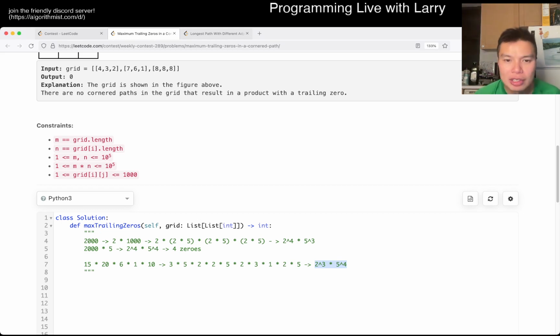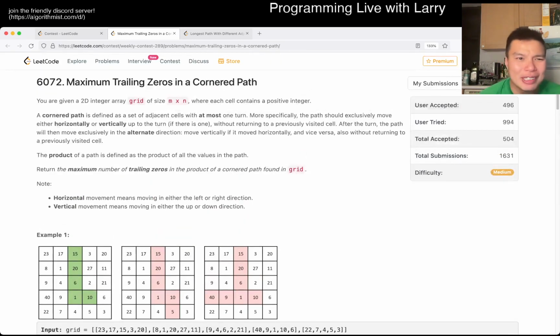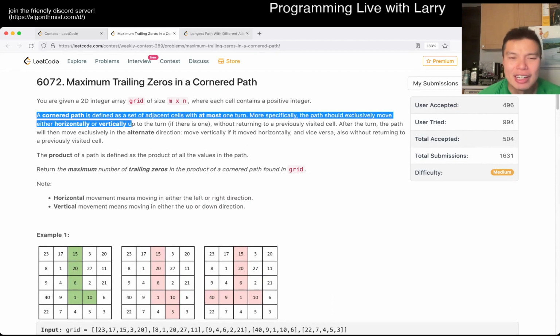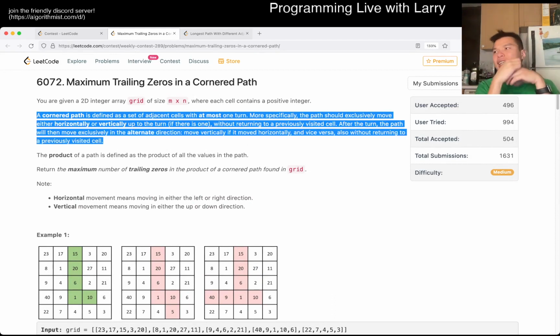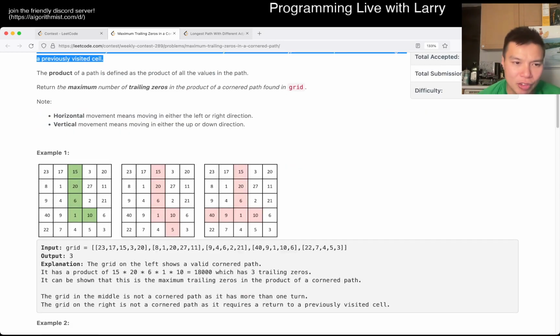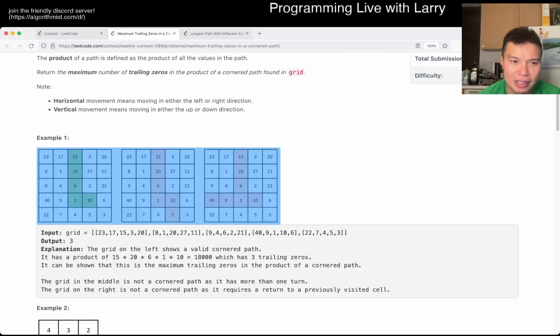And now the second part is this really weird cornered path thing where you can only turn in one place. There are definitely a lot of ways you can think about this one, but the way that I thought about it is, given this grid, let's say we have this grid.